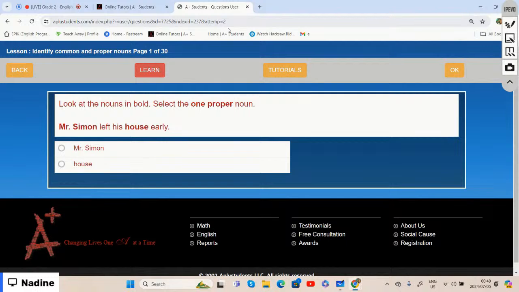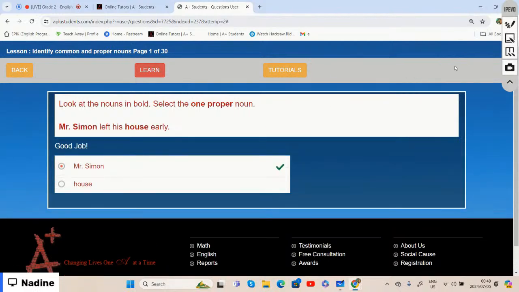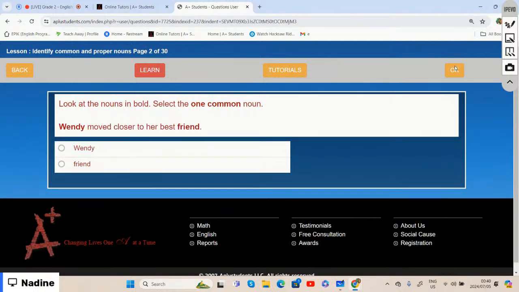All right, and if we were to choose the correct option, then yes, option one, Mr. Simon, is our proper noun. We are specifically making mention of that person, Mr. Simon.